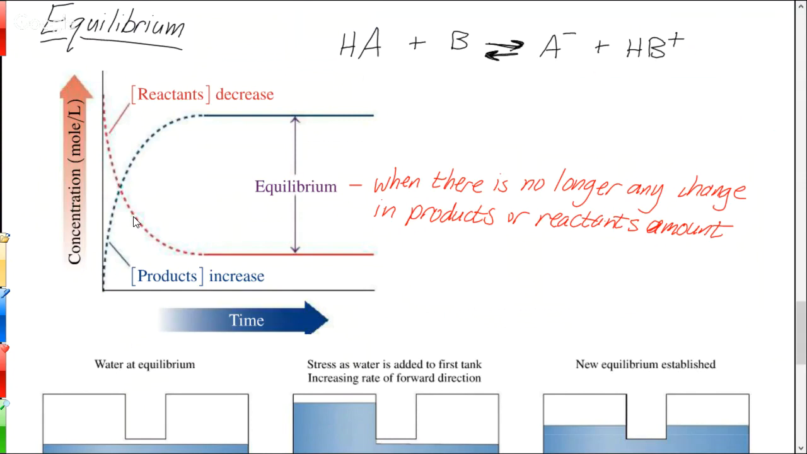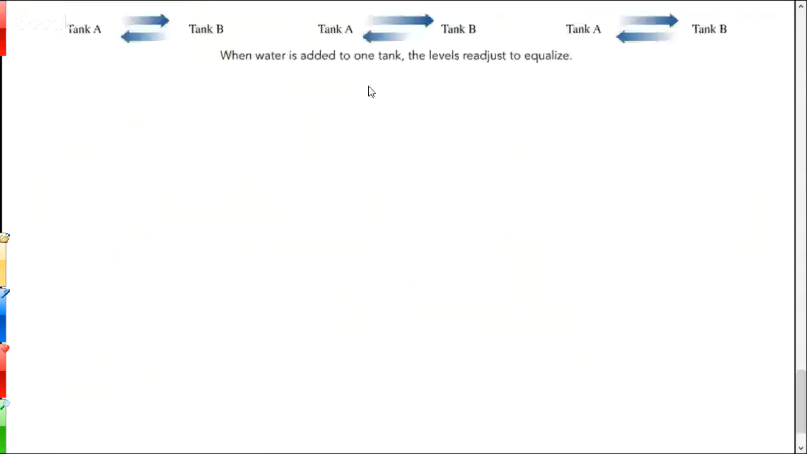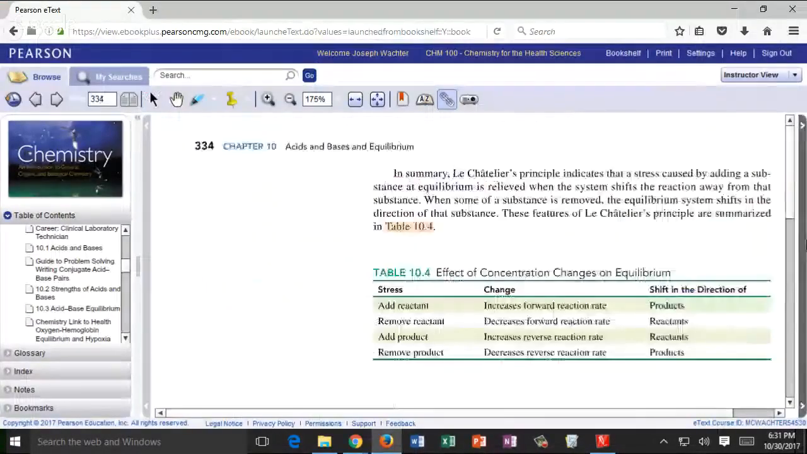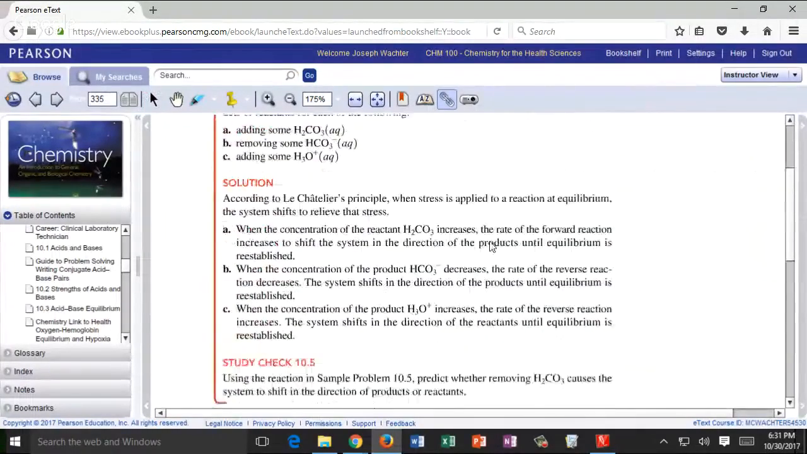All right. So how does that work, or how do we think about that? Let's use an example or a question from the book.